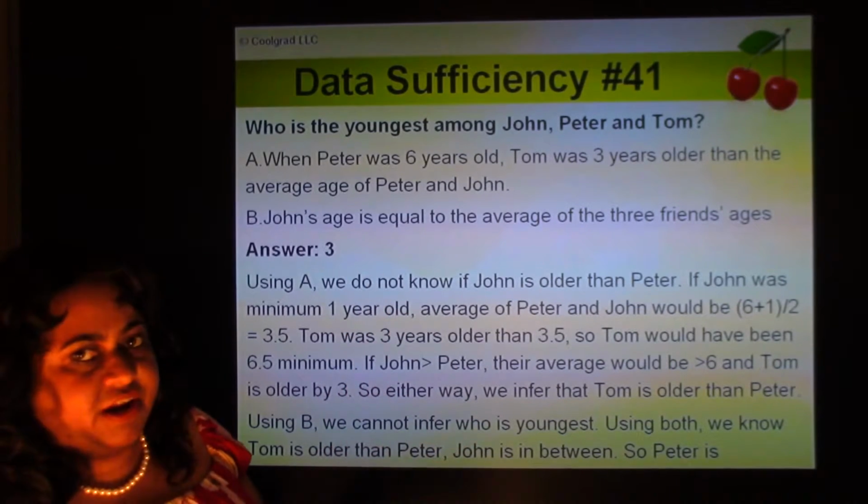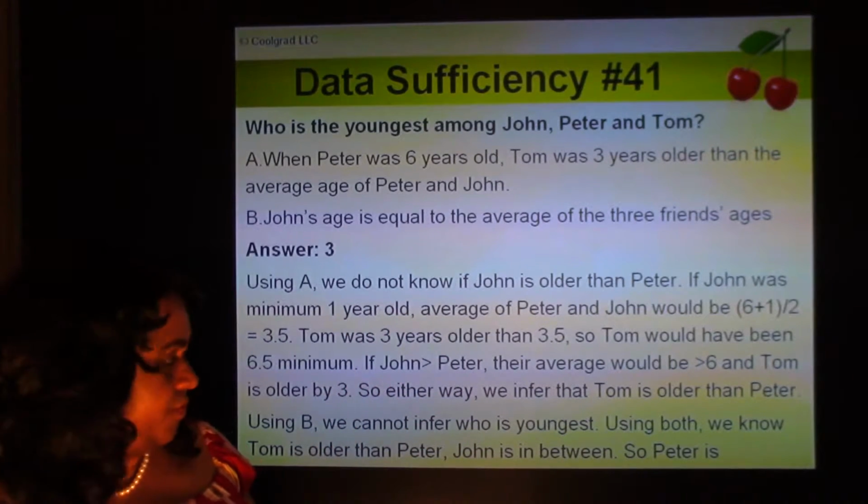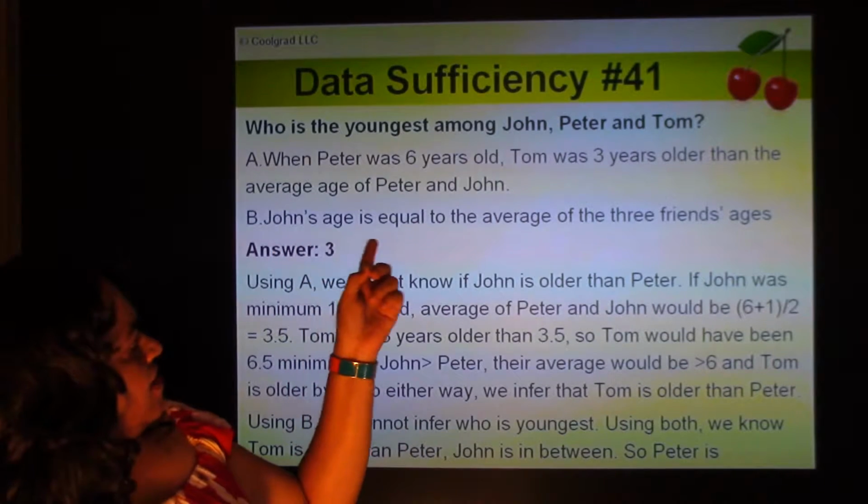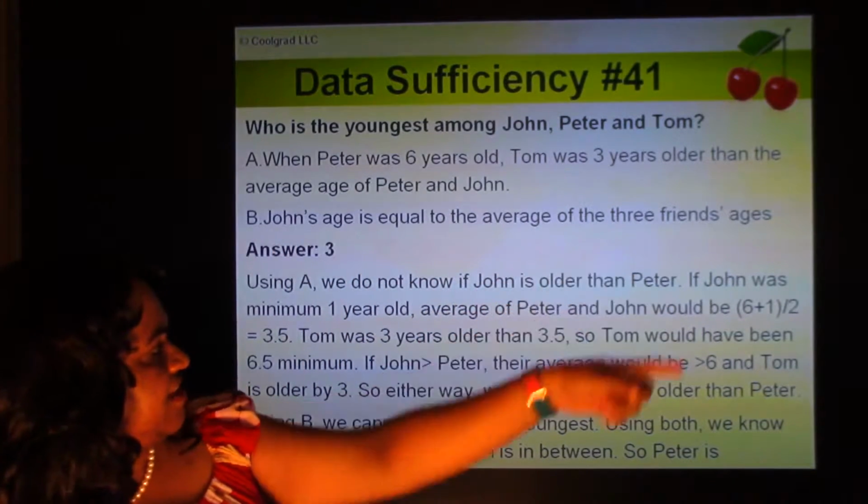So statement A alone is clearly not sufficient. Using statement B alone, we cannot. So John's age is equal to the average of the three friends' ages.